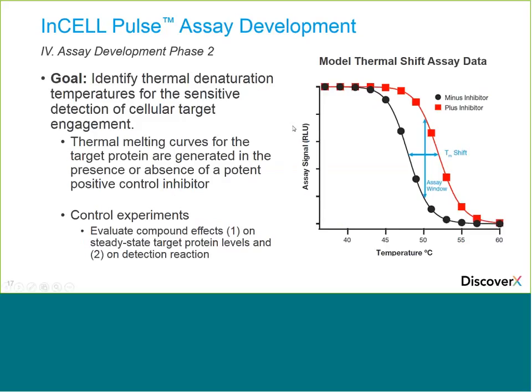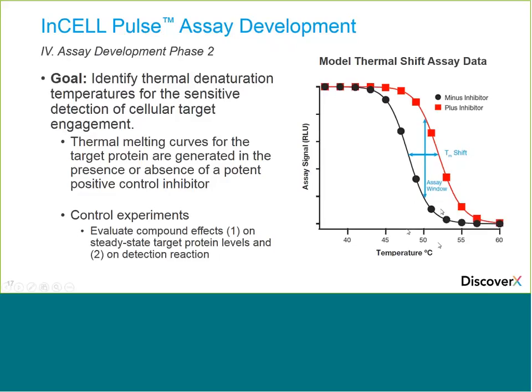So in this model data, what we can see is as we heat the cells to increasing temperatures from 37 to 60 degrees, the amount of EFC signal we get decreases very steeply as a function of temperature, and that's because the target protein is denaturing, aggregating, and the enzyme fragment complementation becomes less and less efficient. So it's a very convenient readout of that denaturation aggregation process. When a compound that engages the target binds, that TM shift occurs. So the target protein will still denature as a function of temperature, but at higher temperatures. So this horizontal arrow indicates the TM shift.